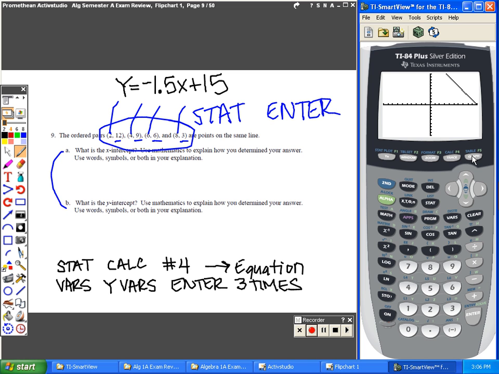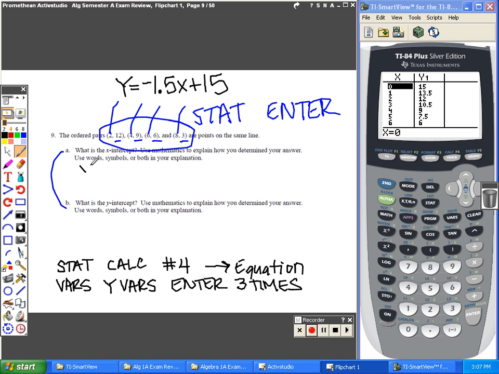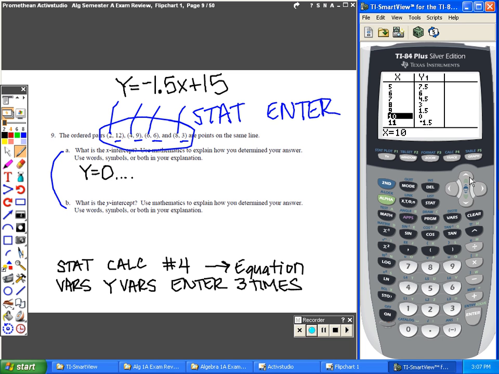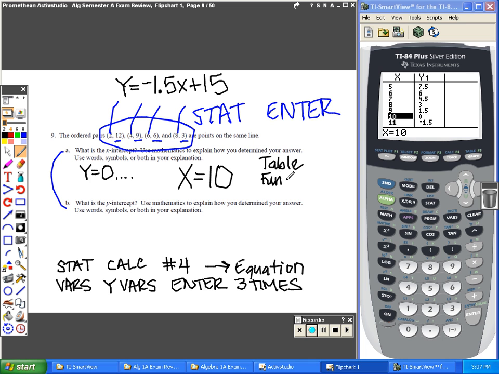Okay, let's get some answers. In order to find the x-intercept, you need to know when y is equal to 0. So when y is equal to 0, let's see what x is. Oops, let's go down here. I'm looking for y to be 0. It's getting closer. Oh, there it is. So when y is 0, x is 10. And if you had to explain this, you could say that you used the table function in your calculator.